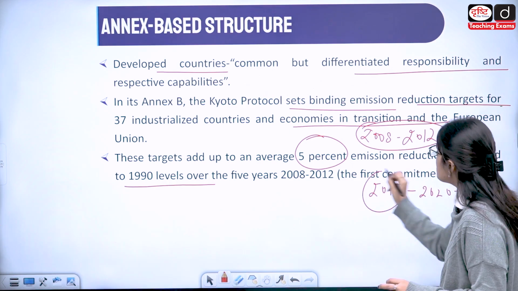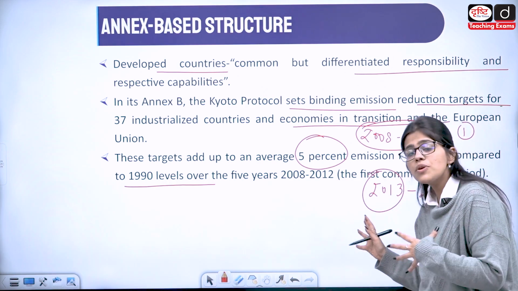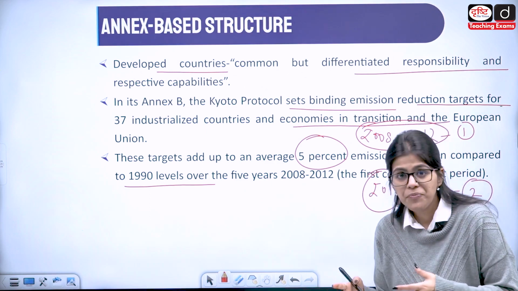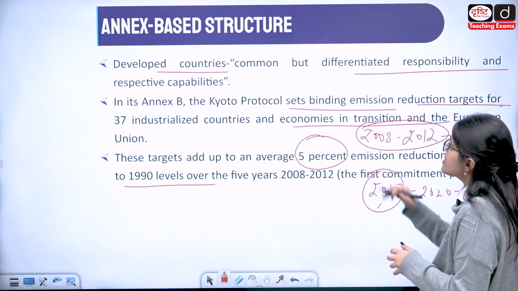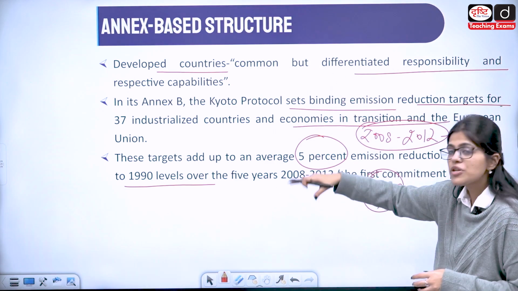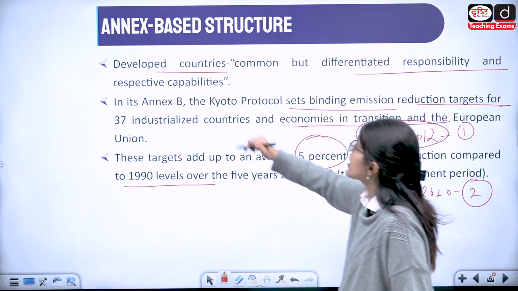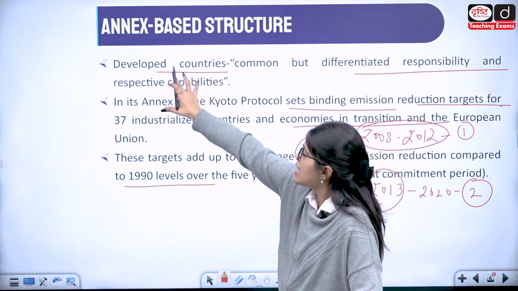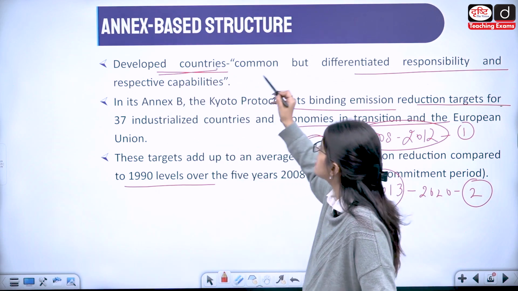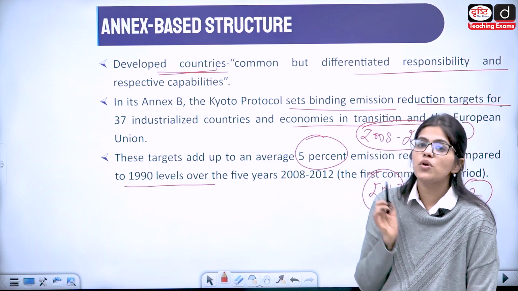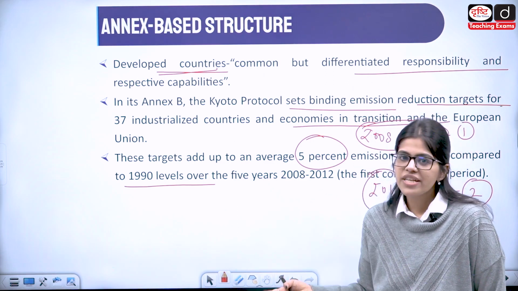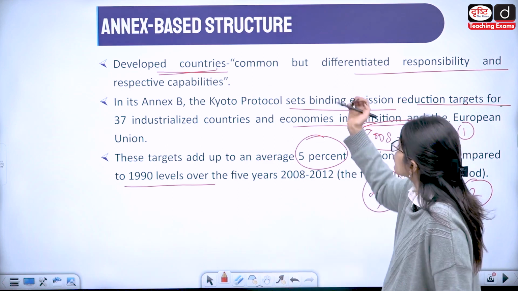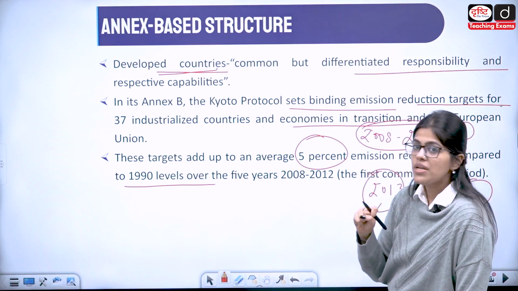And this time they met at Doha. So this would be called the Doha Amendment, right? Doha Amendment in 2013. Let us read this again because this is a very important slide. So according to Annex A, which talked about developed countries, there is common but differentiated responsibility, right? Jiski jitni responsibility hai, you are liable to do those things according to that. That is common but differentiated responsibility.